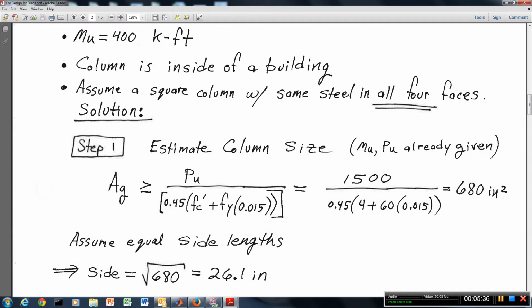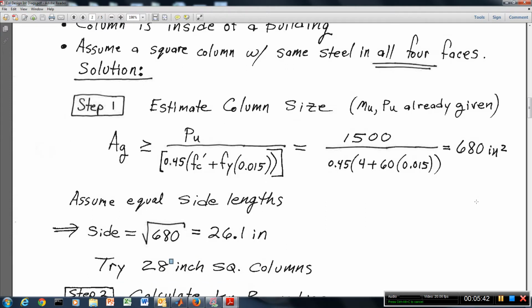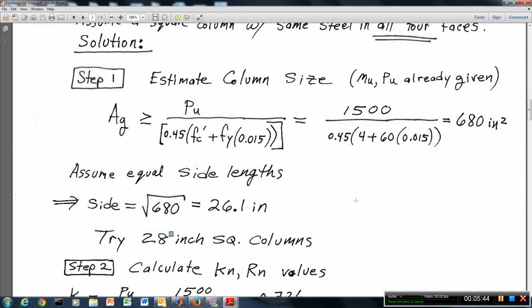We have F sub C prime here and F sub Y, and we get 680 inches squared. Because we assumed that our square concrete column was indeed going to be square, we have equal side lengths, and so the side length is going to be equal to the square root of that gross cross-sectional area, 680, and we get 26.1 inches for the side length.